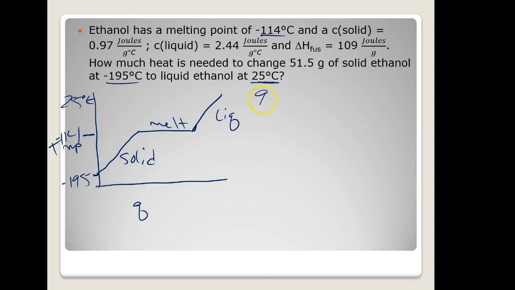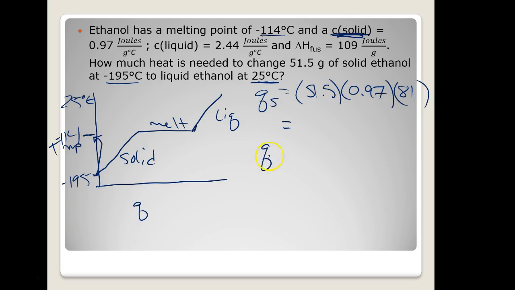So the Q for the solid part is the mass, 51.5, times the specific heat for the solid. Make sure you use that right number, 0.97. And then the temperature change for my solid, well, it went from negative 195 to negative 114. And so I'm going to get out my calculator, and I'm just going to subtract it. And so I get a positive number, because that's all I'm looking for, a temperature change of 81. So I'm going to get that heat.